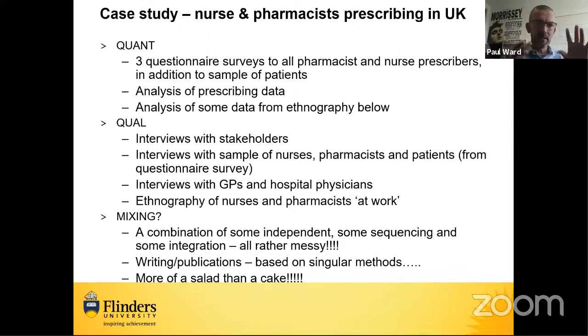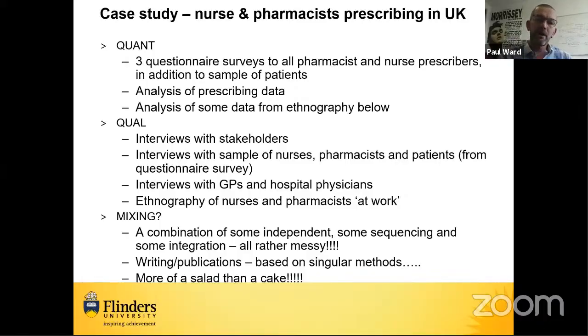So we had all sorts of quantitative and qualitative data in all sorts of ways, and some of it was independent, some of it was sequenced, some of it was integrated. I guess that the issue, when I look back at that study, and it could be seen as a mixed methods study, when I look back at that study, I see all of our publications that we wrote from that study based on singular methods. I didn't see that we actually integrated, really.